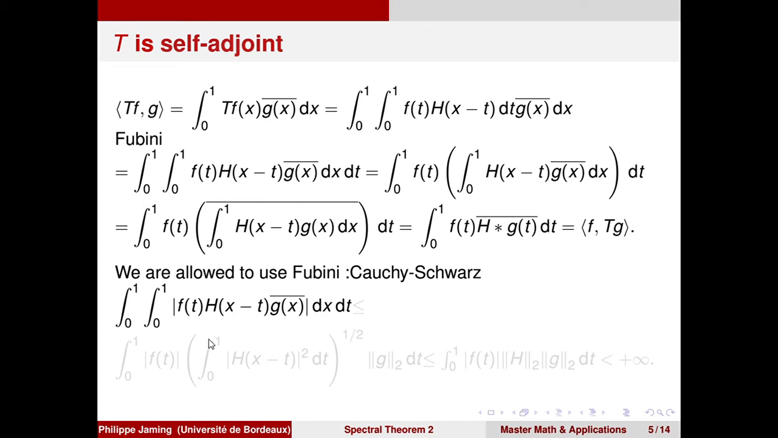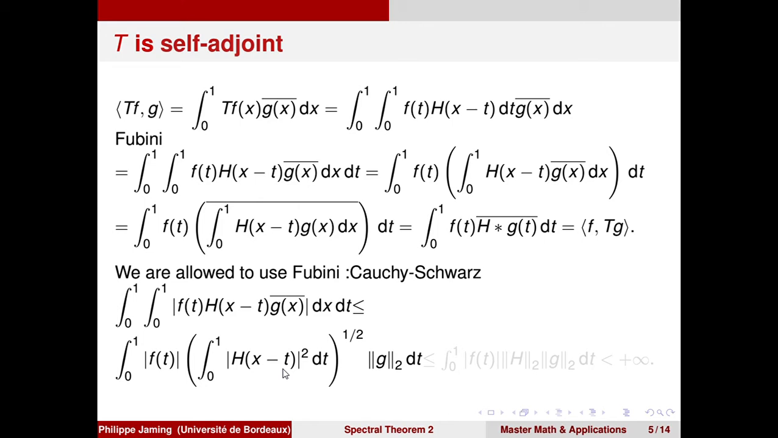What we do is that, again, this f of t goes outside, and then we are left with an integral to which we apply Cauchy-Schwarz. And we have integral of 0,1 of mod f of t, integral of 0,1 of mod h of x minus t squared dt to the power 1/2, norm of g2. And now here we do a simple change of variable, s equals x minus t.